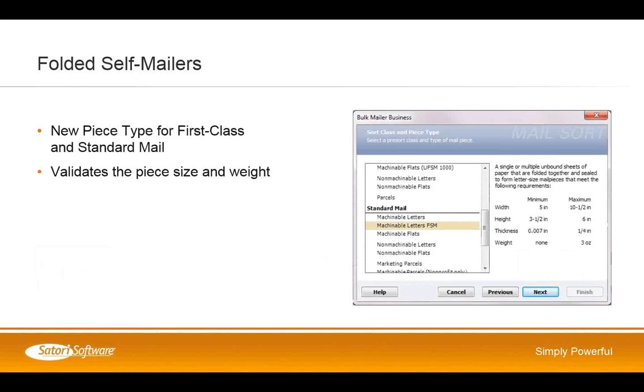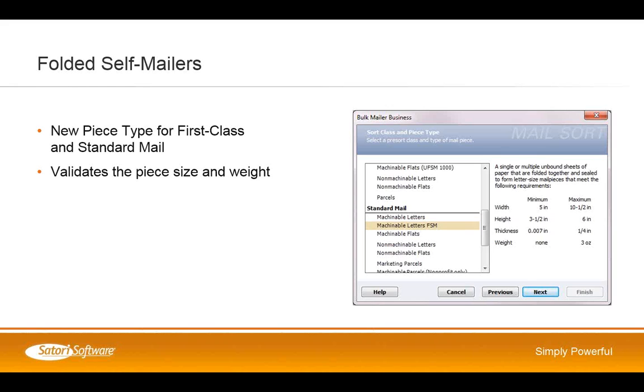So what we did in this latest release of Bulk Mailer is add a subtype of machinable letters called folded self-mailers, or FSMs. You'll see that now in the sort class and piece type screen if you're using the standard wizard, and I'll show you the power wizard in a bit as well. You'll notice the new dimensions are listed over on the side there.